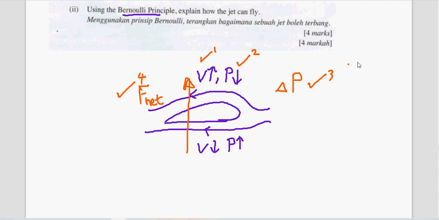Remember, when you want to explain this, don't forget to mention at which location. What I mean is the velocity on top of the wing will be greater than the velocity of air below. And for pressure, you must state the position. Pressure at the top will be lower compared to the pressure below the wing.